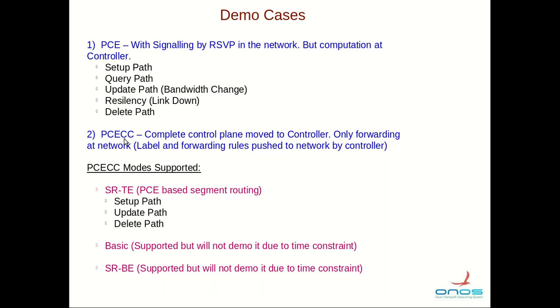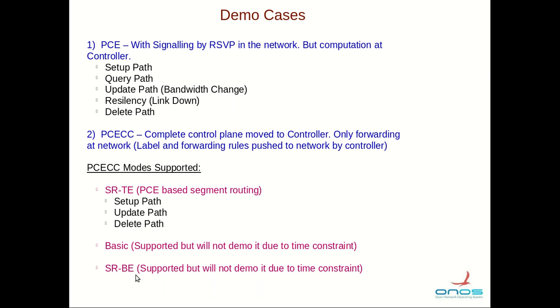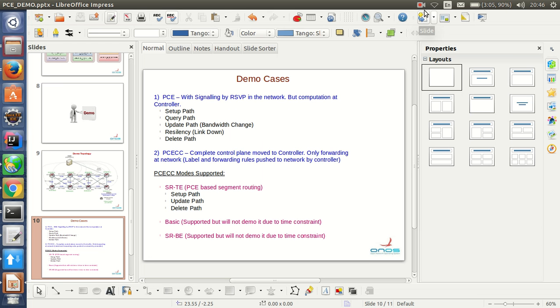Similarly for PCCC, we'll see one mode, the SRT mode, and see how setup, update and delete of the path work. As part of the G-release, we also support the other two modes, basic and SRB. Since we don't have much time for the demo, I'm skipping this part now. So this is for the demo cases. Then we will show in real time, with the network connections and the controller, how this is achieved.